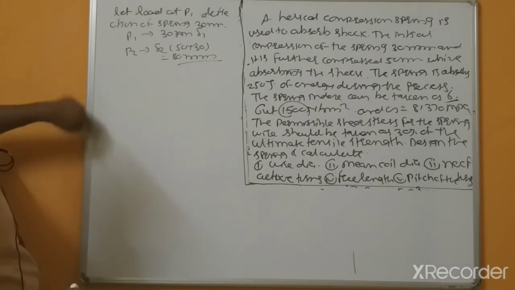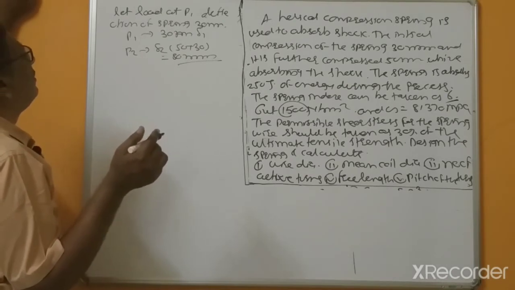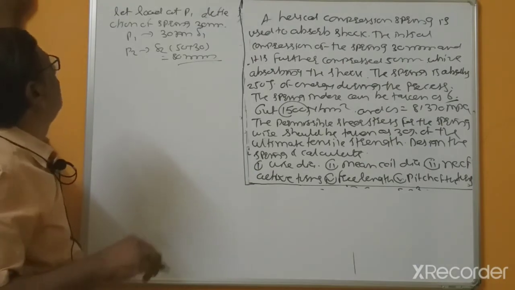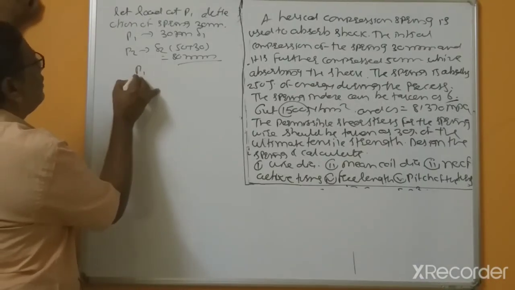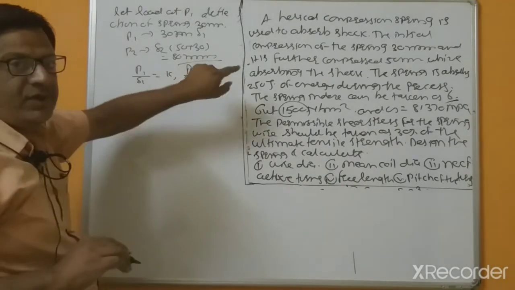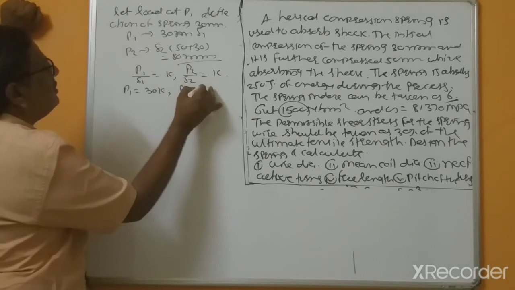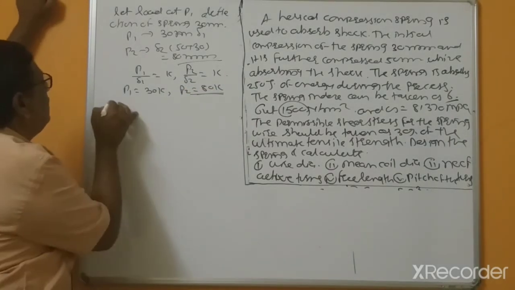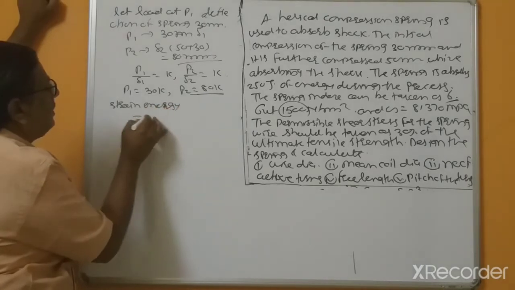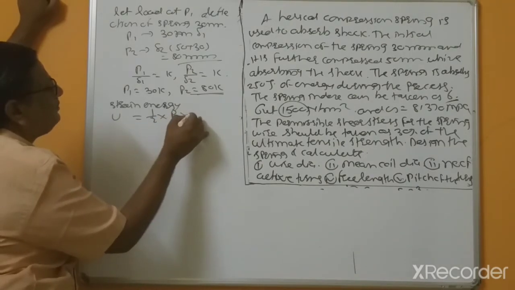So here P1 divided by delta 1 equals K, and P2 divided by delta 2 equals K, because this is stiffness or spring rate. So P1 equals 30K and P2 equals 80K, and the strain energy U equals, what is the formula, 1 by 2, P average multiplied by deflection.